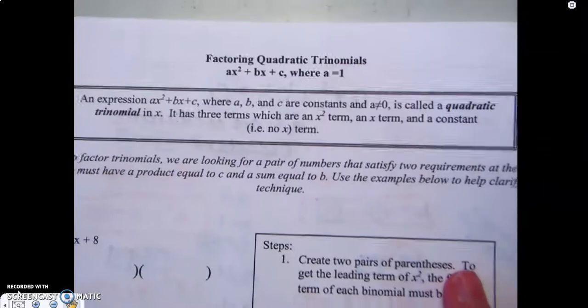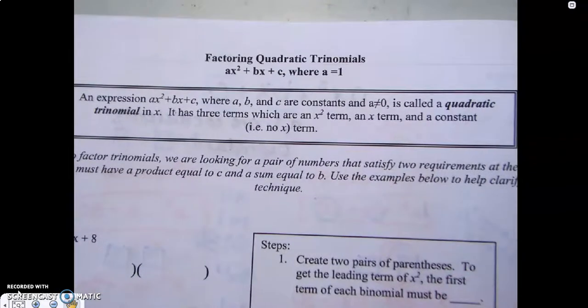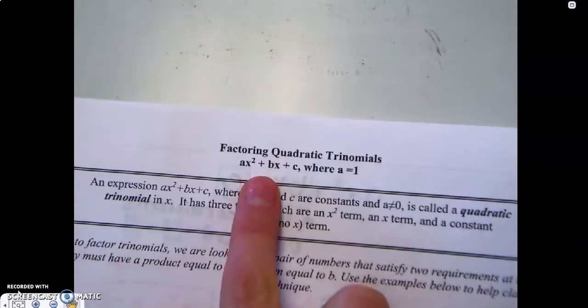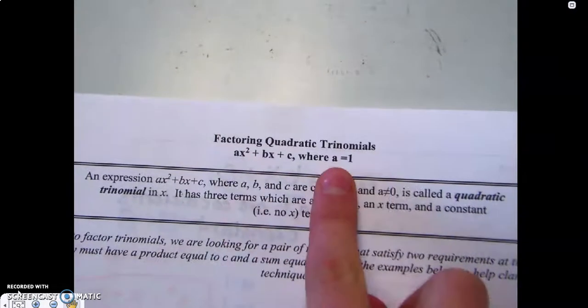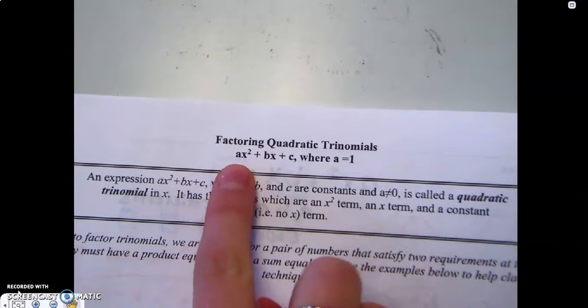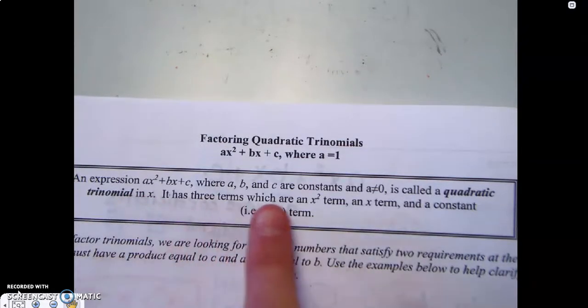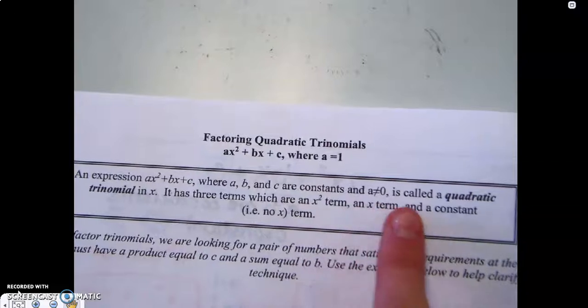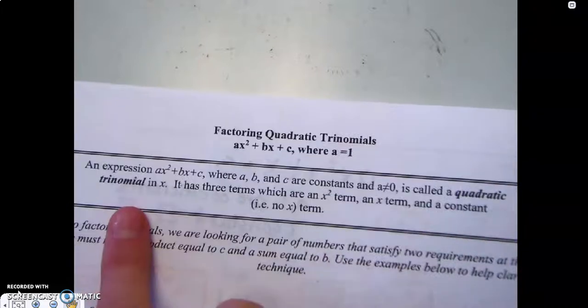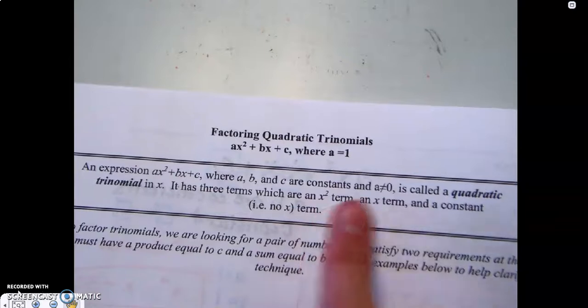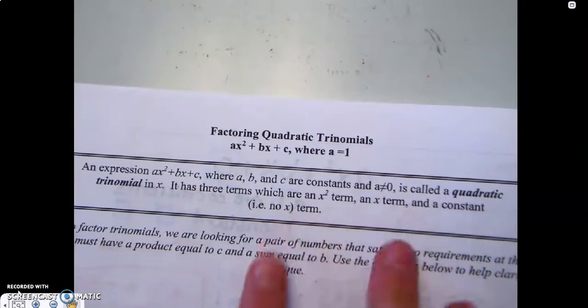So now we're going to get into the meat and potatoes of this: factoring quadratic trinomials. So we're going to factor polynomials that look like this, but we're only going to factor them when this number is 1. So an expression ax squared plus bx plus c, where a, b, and c are constants, and a does not equal 0, is called a quadratic trinomial. It has 3 terms, which are an x squared term, an x term, and a constant.